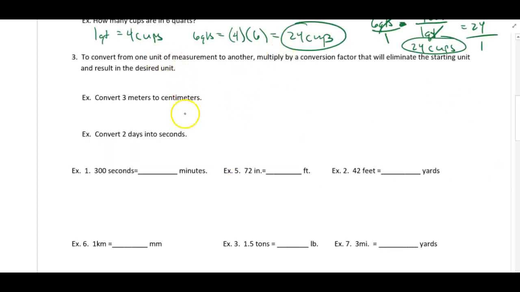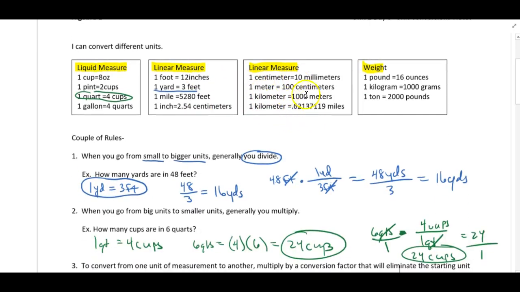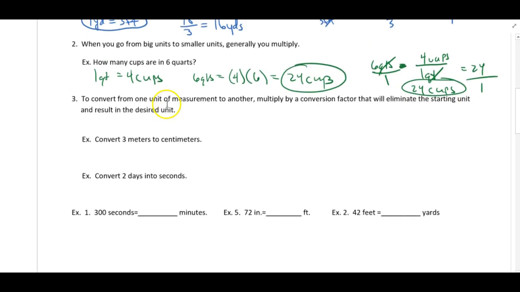So in this case, now when we have to go from one to another, right, we have all these different conversions, it gets a little tricky. Meaning, we want to go from 3 meters to centimeters, right? So if I look up here, it says 1 meter is equal to 100 centimeters. So if I look at it, 3 meters, right, is equal to how many centimeters are in each meter? There's 100. So 3 times 100 would give me 300 centimeters in 3 meters.